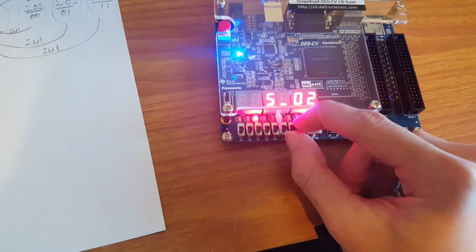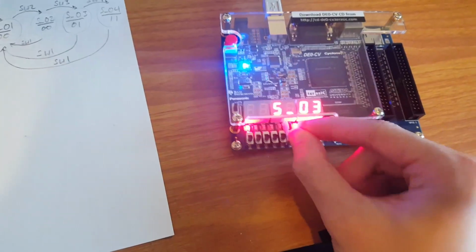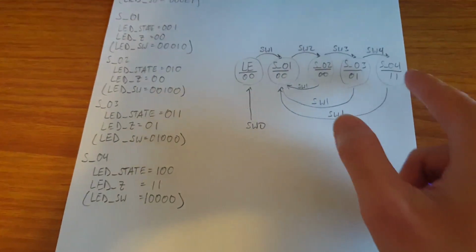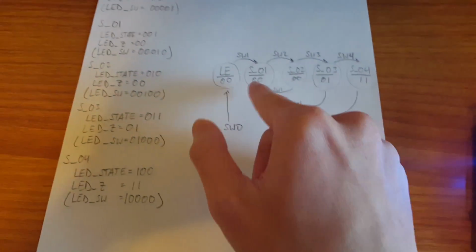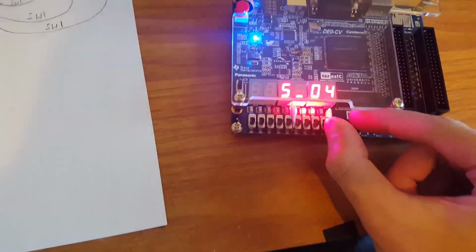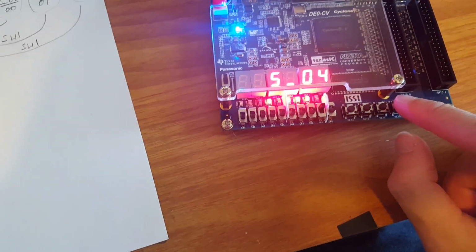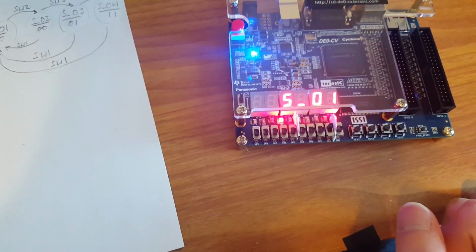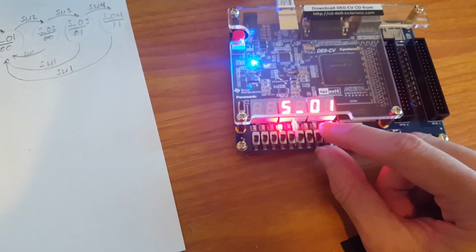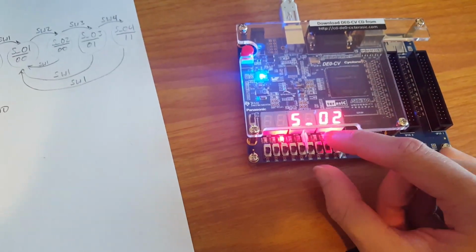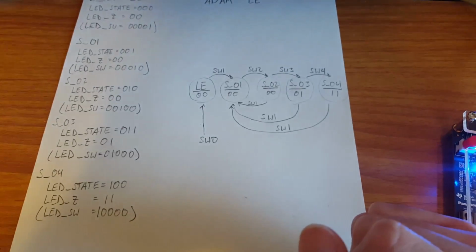Finally, we'll do the same thing for state 4. If we're in state 4 and we read the input of switch 1, we should go back to state 1. So we'll turn on switch 1 and we will clock, and we see that the machine does go back to state 1. Next, we will try the multiple switch condition.